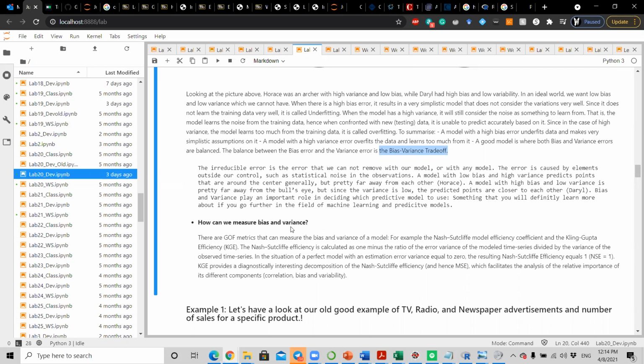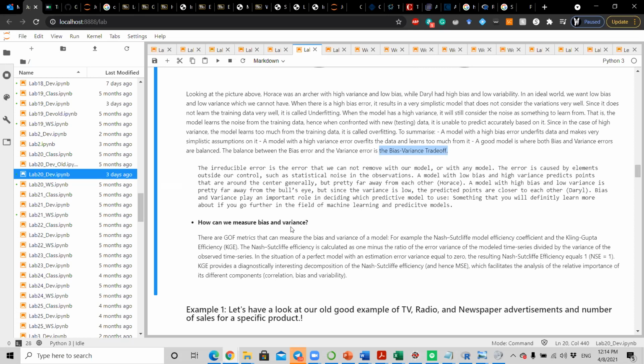Okay. There are GOF metrics out there that we can use to measure the bias and variance of a model. For example, the Nash-Sutcliffe model efficiency and the Kling-Gupta efficiency. These are extremely useful when you are dealing with predictive models. The Nash-Sutcliffe efficiency is calculated as 1 minus the ratio of the error variance of the model time series divided by the variance of the observed time series.